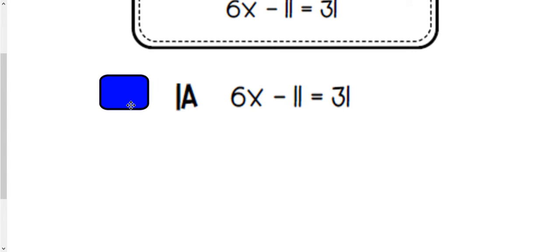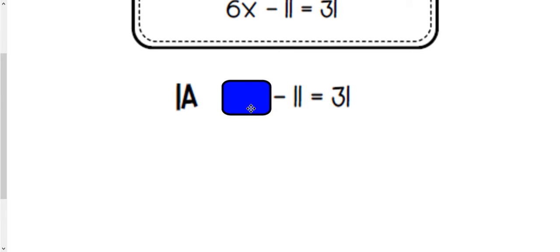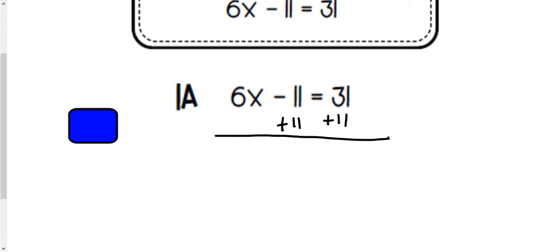So we want to isolate x, solve for x, so we are going to add 11 to both sides. So that leaves us 6x, negative 11 plus 11 is 0, is equal to 42. We just used the addition property of equality because we added the same value to both sides.